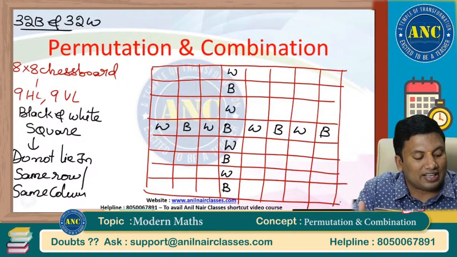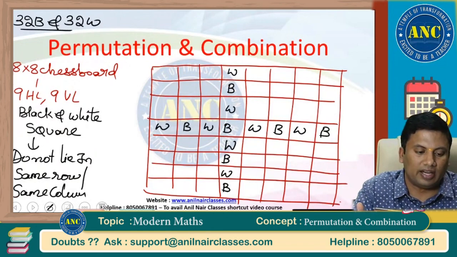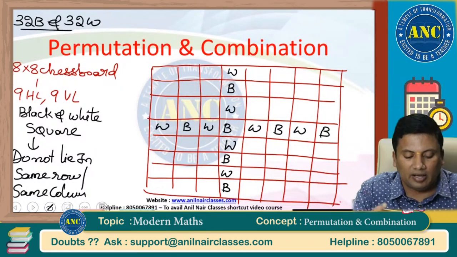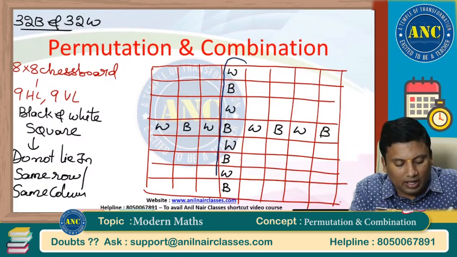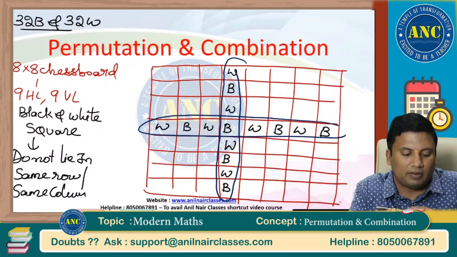What is the question that he is asking? In how many ways can I choose a black and a white square such that they do not lie in the same row? Black and white do not lie in the same row or same column.